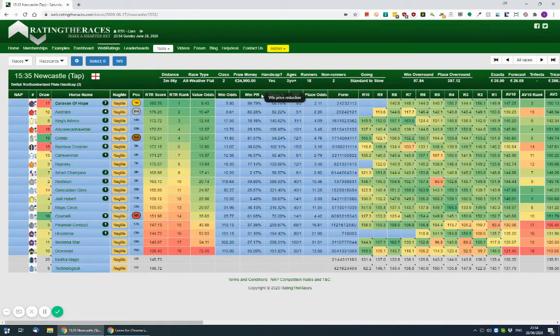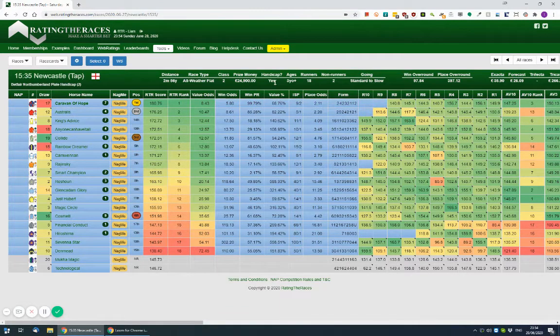Win PR. No, sorry, I've skipped win odds, haven't I? Win odds. This is the exchange starting price, which we collect after the race is finished. This is useful for finding out whether a horse went off a lot shorter in the market than you'd expect, or a lot bigger.